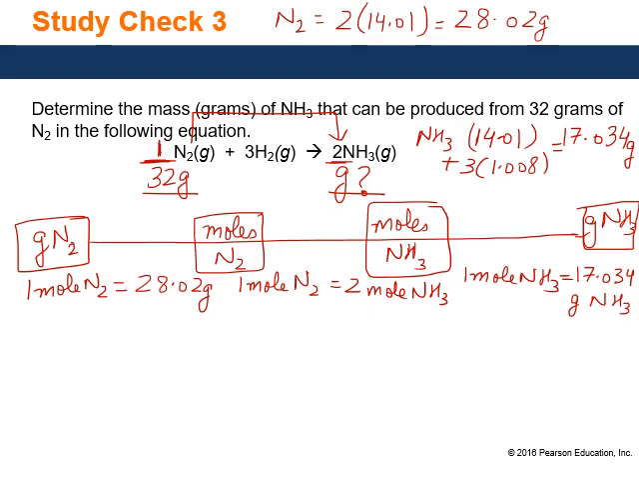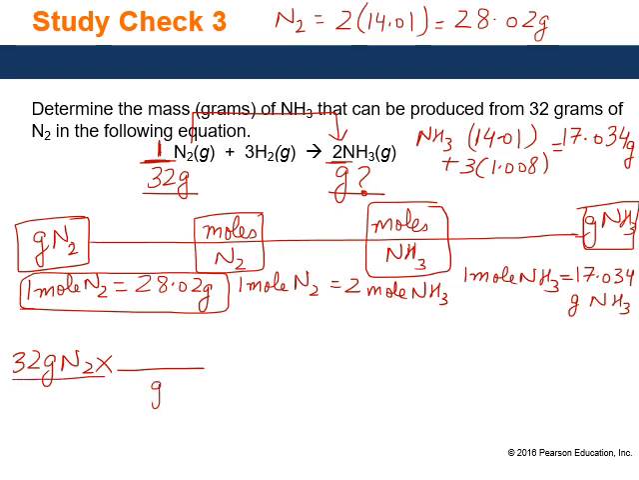And that's it. I have my solution map made. Now we start with grams of nitrogen, 32 grams of N2. Multiply it with one fraction that comes from my first conversion factor. Starting is grams of nitrogen, so I should put grams of nitrogen here. How many?